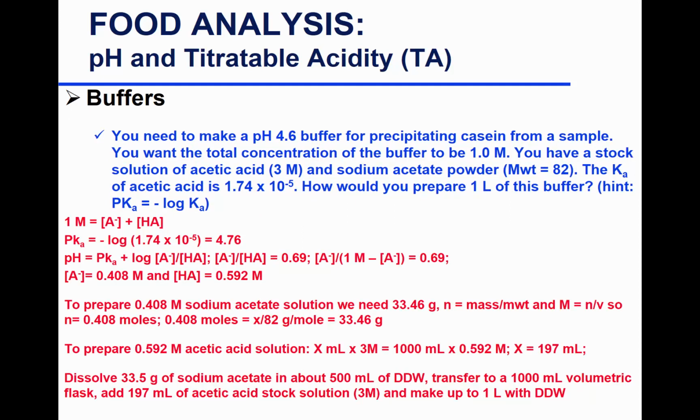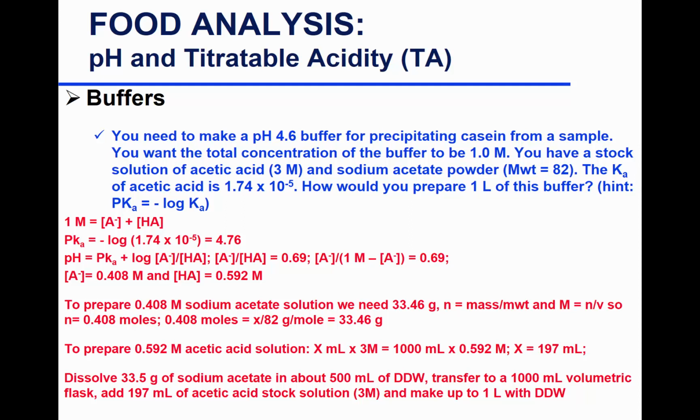So the first thing you want to do, and this is an example calculation for something that is in the addendum for lab as well. So I told you last time you want to have a 1 molar concentration of a buffer. So that means the 1 molar is equal to a concentration of the conjugate base or the salt plus the concentration of the acid. The concentration of both should equal 1 molar. So now we want to find the concentration of each individually. So we want to apply the Henderson-Hasselbalch equation.